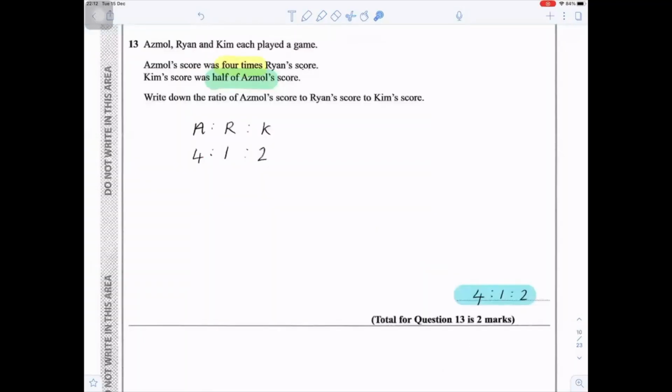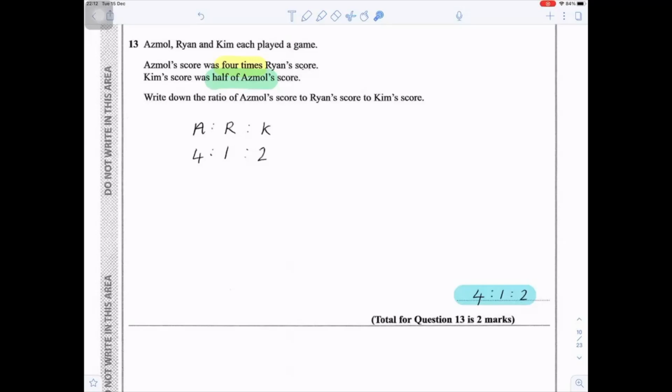Question number 13. Asmol, Ryan, and Kim each played the game. Asmol's score was 4 times Ryan's score. Kim's score was half of Asmol's score. Write down the ratio of Asmol's score to Ryan's score to Kim's score. So A is for Asmol, R for Ryan, K for Kim.